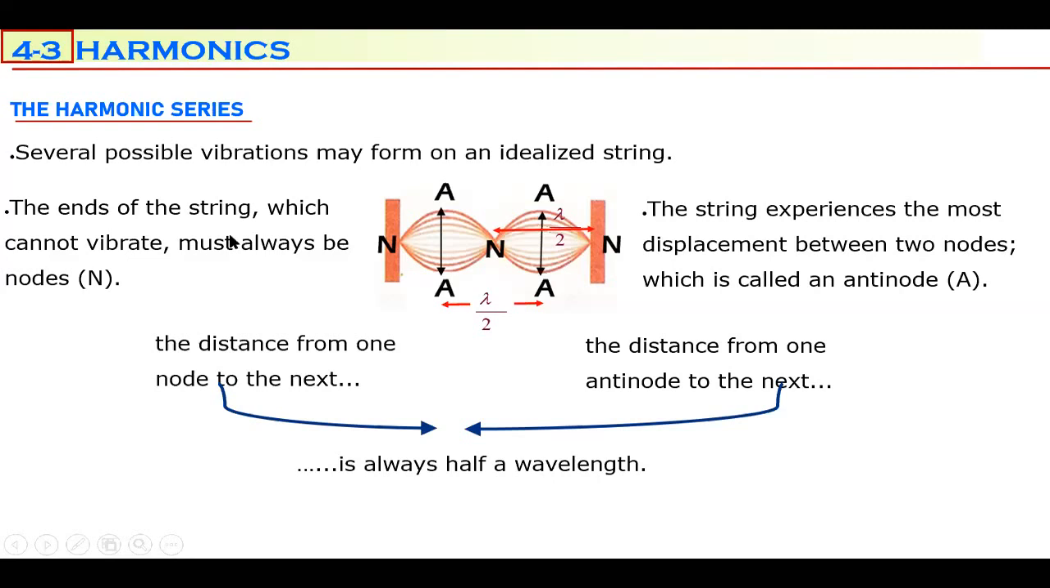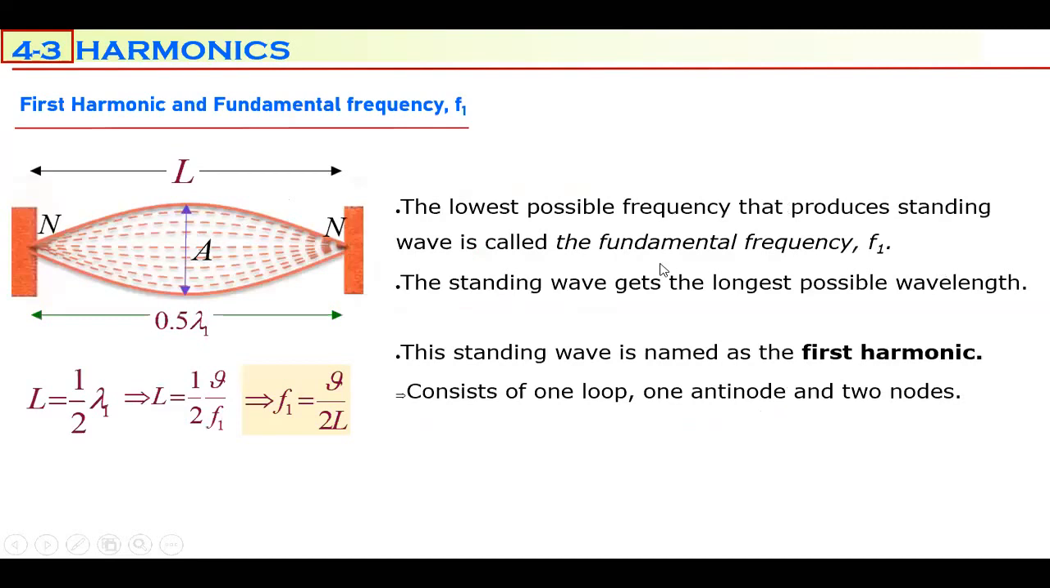And the distance from node to node or antinode to antinode is half of a wavelength, lambda over 2, and we know this before. The possible standing waves on a vibrating string start from the lowest frequency and longest wavelength, which is known as the first harmonic or first order standing wave. This is a string vibrating at the smallest frequency and longest wavelength.